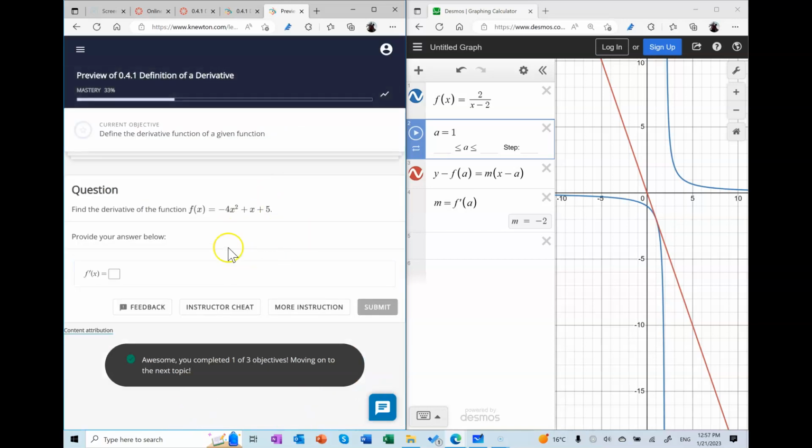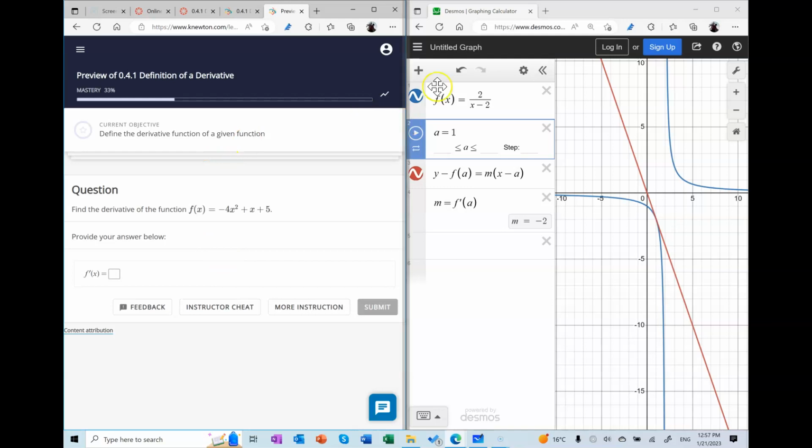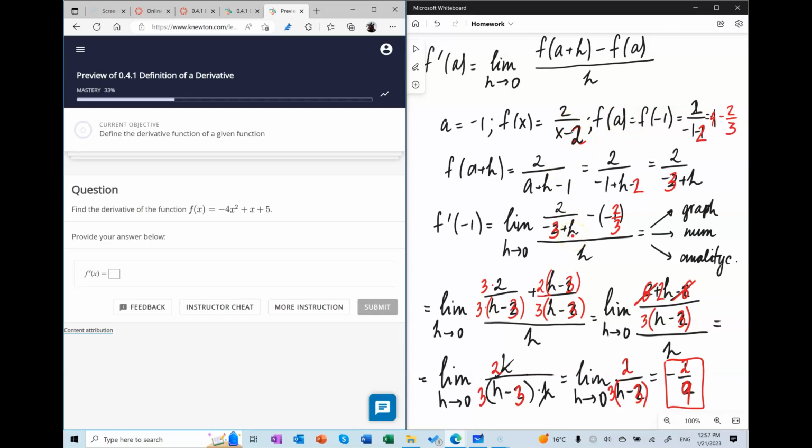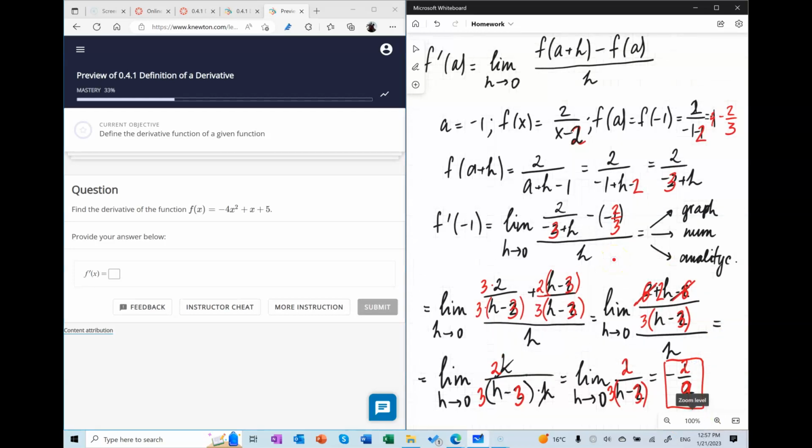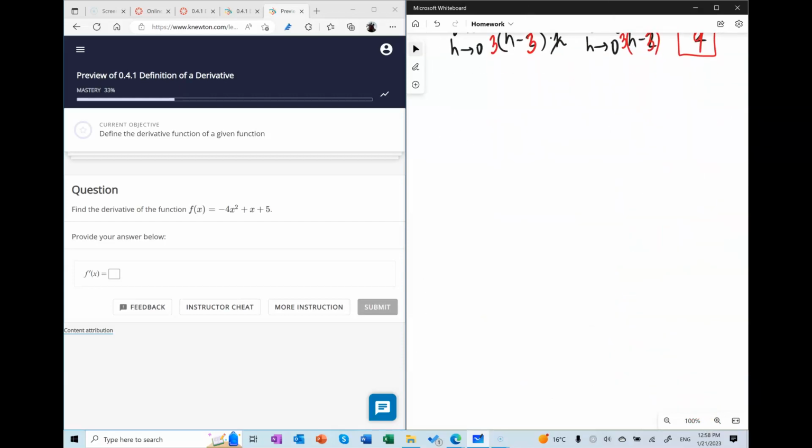Moving forward, I believe you would be able to skip the objectives, the ones that you're getting stuck on, and move on to the next one. Here we're looking for the derivative of a function. And in this case, since we're not looking for the derivative of a function at a point, and we're looking for a derivative function of a function, we actually have to do this by hand. So let me scroll down and let's find the derivative of this function.